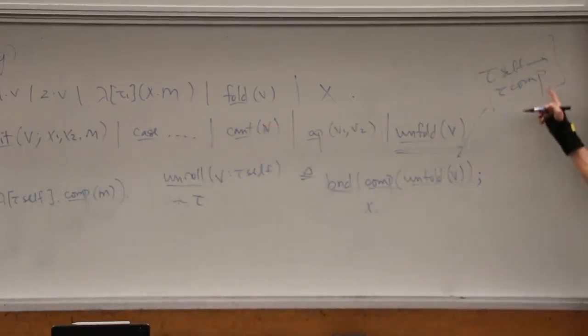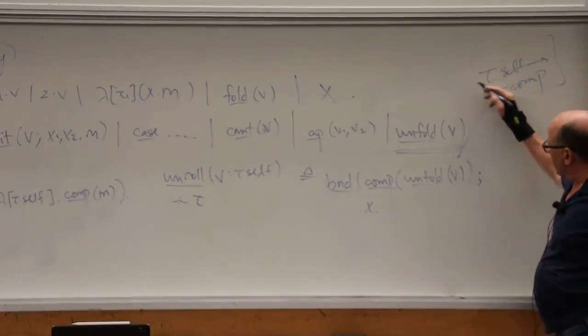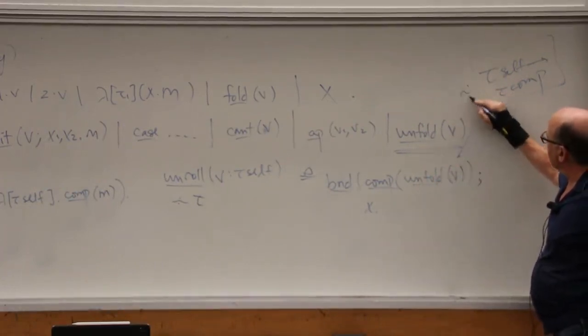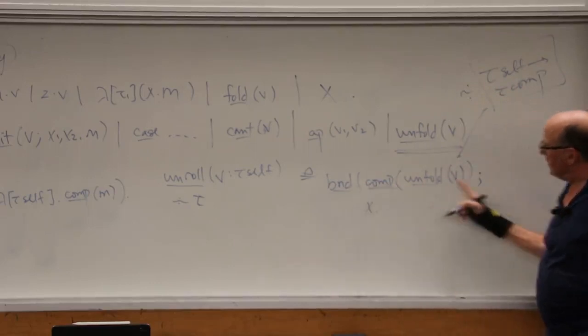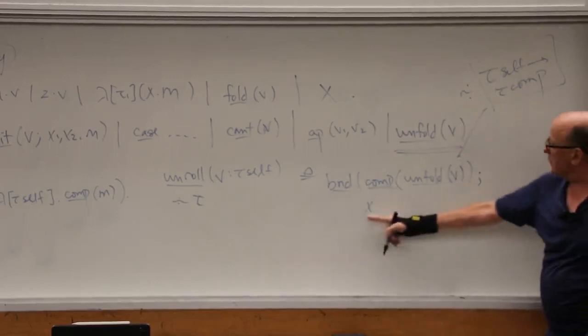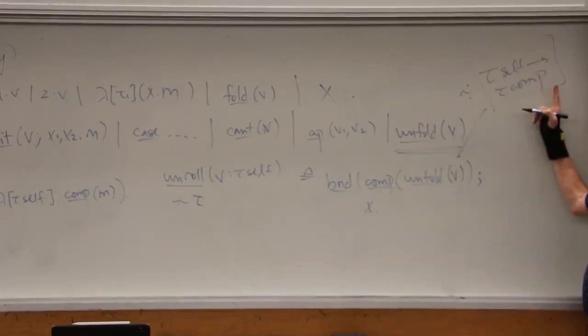All right. So when I do an unfold of V, it's going to be weakly that, okay? I'm going to run that thing and figure out what its value is, and it's going to be this type tau self arrow tau comp. Okay, so that's what I'm going to do.